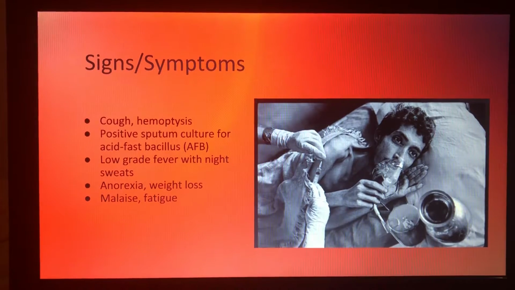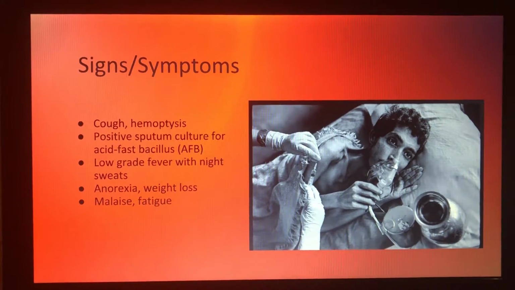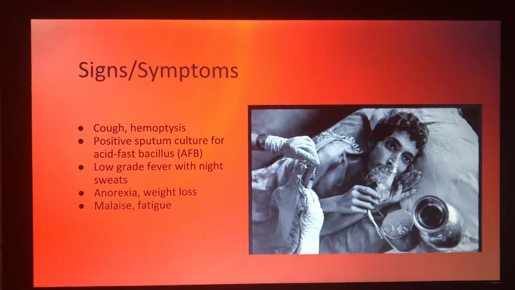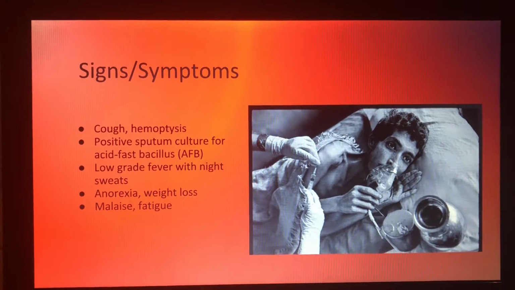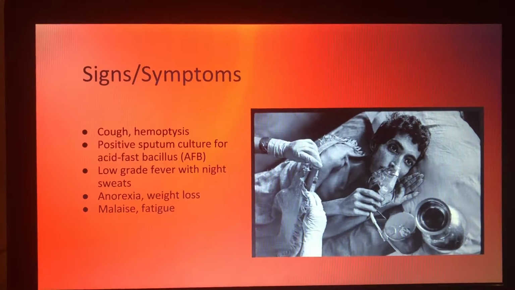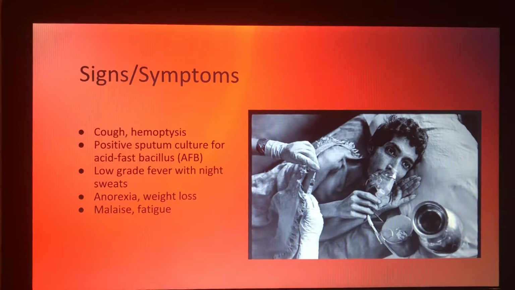Signs and symptoms. This includes a cough, which can be bloody with bloody sputum, a positive sputum culture for acid-fast bacillus, low-grade fever with night sweats, anorexia, weight loss, malaise, and fatigue. The fever with night sweats, anorexia, weight loss, and fatigue are the first indicators of active tuberculosis.